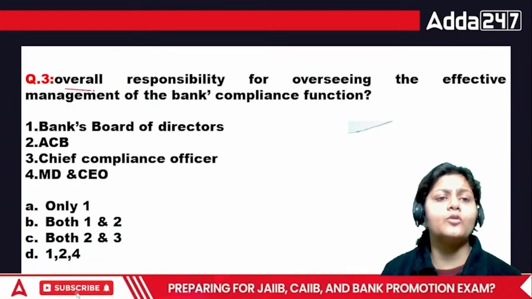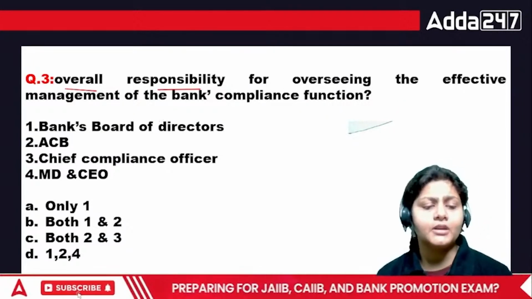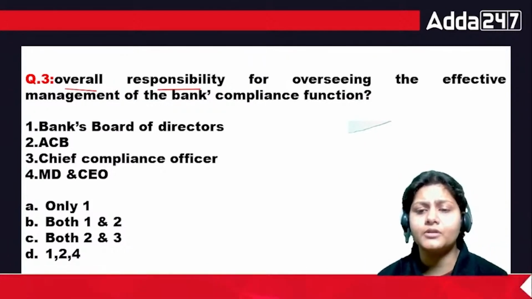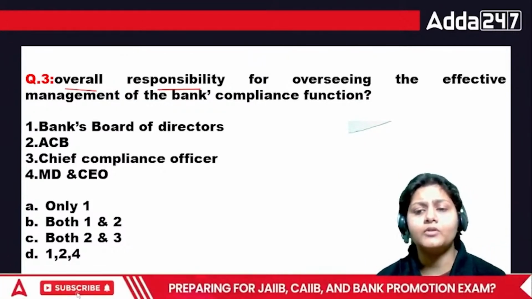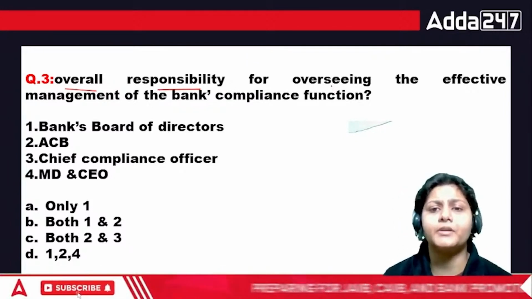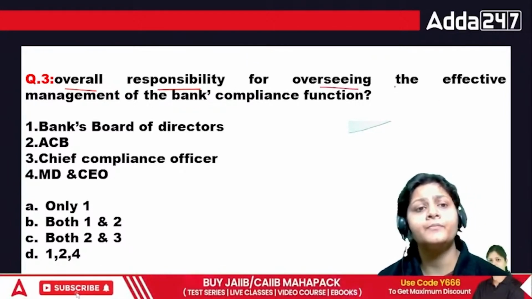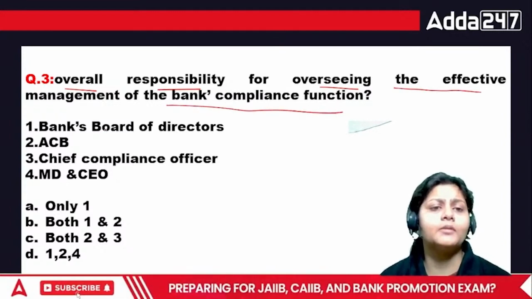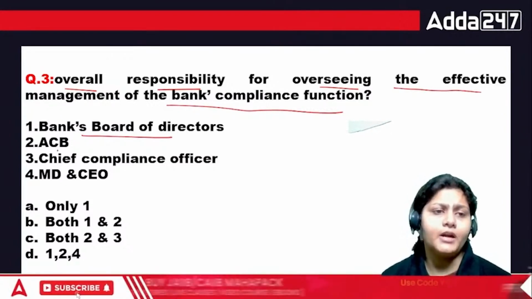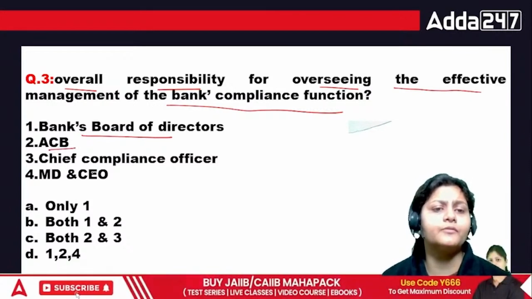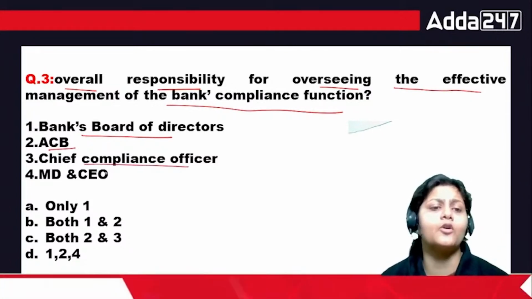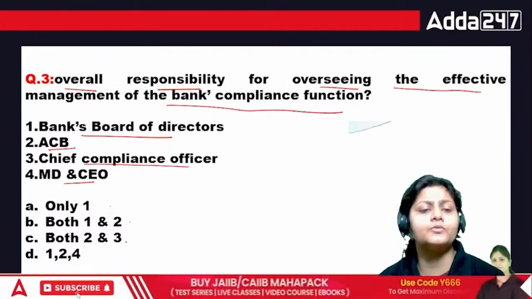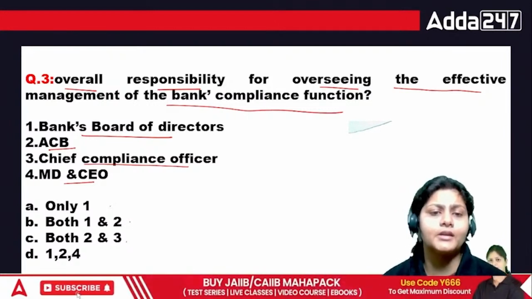Question number 3 is overall responsibility. This is a very common question. Last year in June also IBF asked this question, right? So when we are talking about overall responsibility for overseeing the effective management of the bank's compliance function, we are talking about the bank's board of directors, the audit committee of the board, the chief compliance officer, or the MD and CEO. The options are 1 only, 1 and 2, 2 and 3, and 1, 2 and 4. So which one is the right answer?